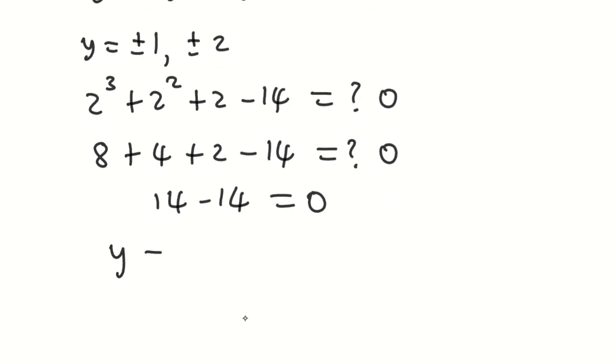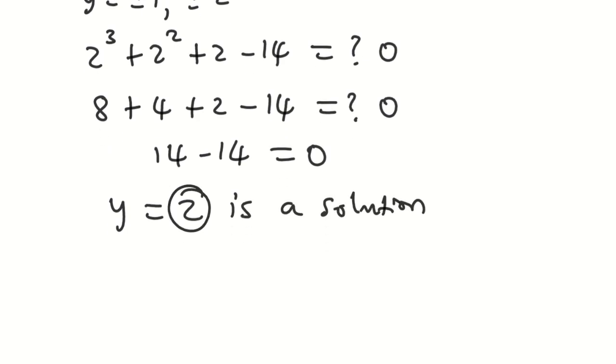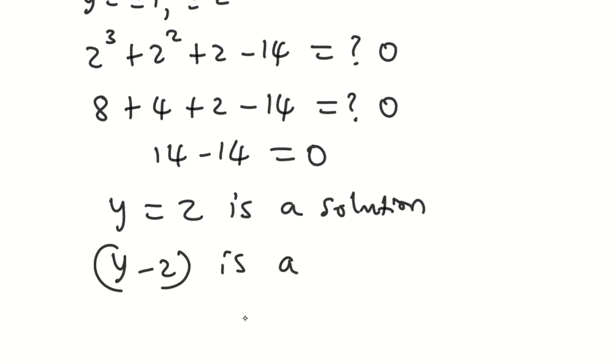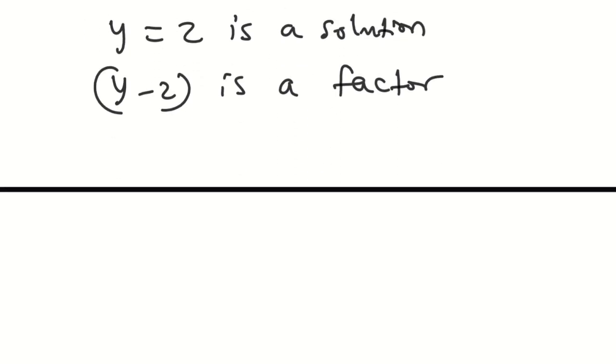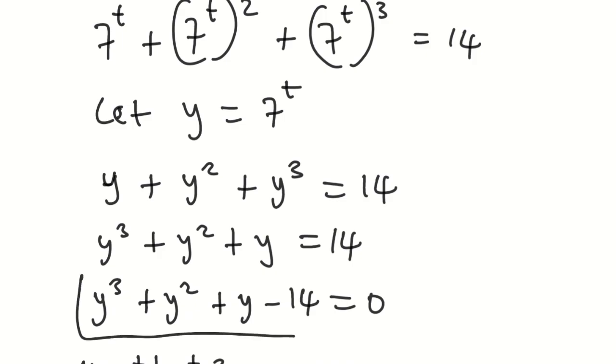Now, if y is equal to 2 is one of the solutions, then what does this mean? You have to move 2 to the left hand side, so it means that y minus 2 is a factor of the cubic expression on the left. Now, for us to get the other factor, I am going to do the long division where we divide polynomials. What I am going to put inside here is the cubic expression: y cubed plus y squared plus y minus 14.